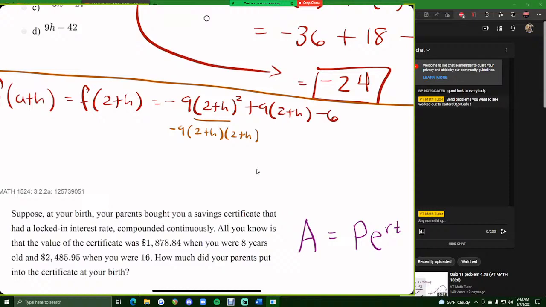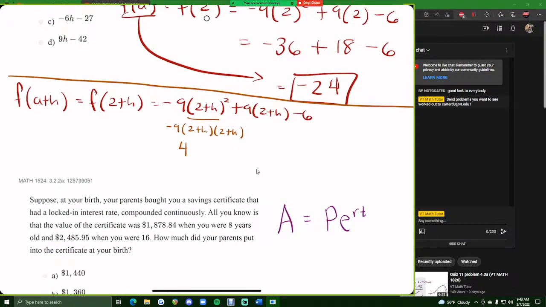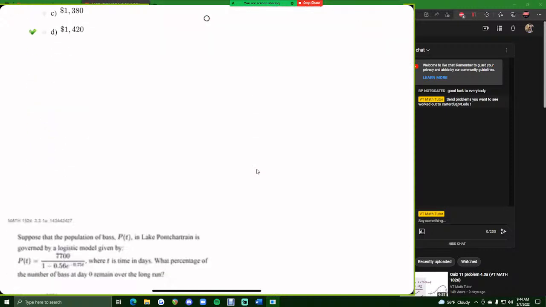So 2 plus h squared is equal to 4 plus 2h plus 2h, or just 4h. And then h times h is h squared. I'm going to go ahead and multiply all these by negative 9. Negative 36 minus 36h minus 9h squared. Mind you, we still have all these other terms. 9 times 2 is 18. 9 times h is 9h. We have minus 6.